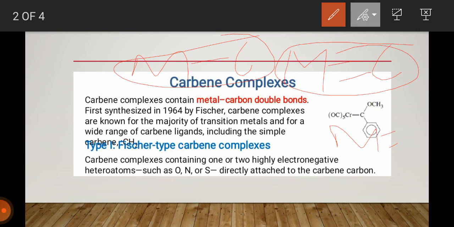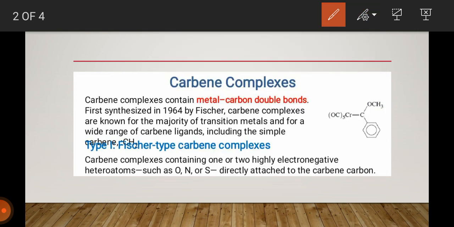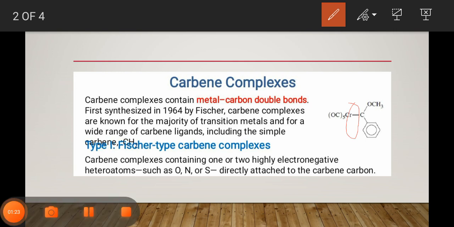Next we are going to discuss metal carbenes. Metal carbenes contain a metal and carbon double bond. In this example you can also see that the double bond is present between the metal and carbon. Metal carbenes were first synthesized in 1964 by Fischer and Schrock, the two scientists who discovered these complexes. They are known for the majority of transition metals, with a wide range of carbene ligands. Mostly transition metals are present in this type of complex, linked with the metal atom or other ligands.